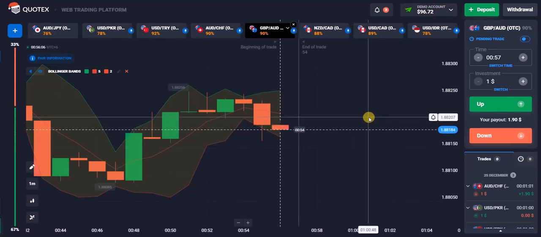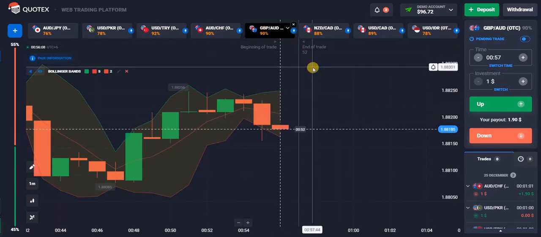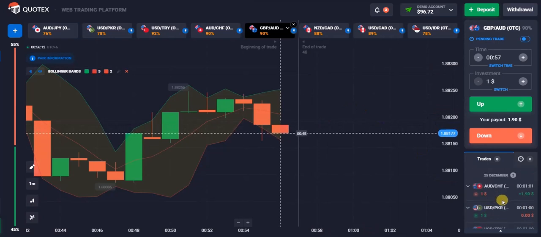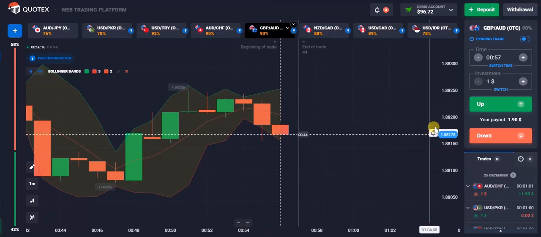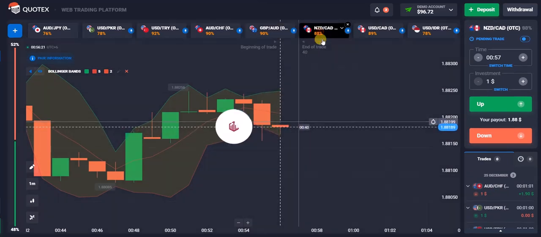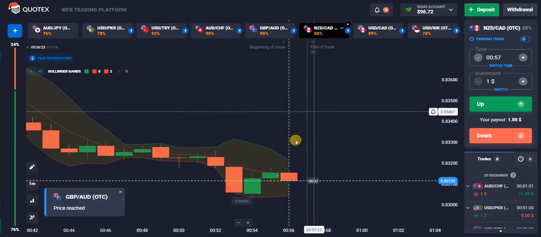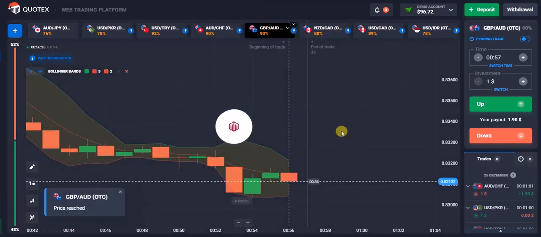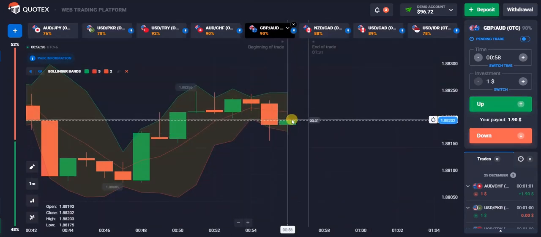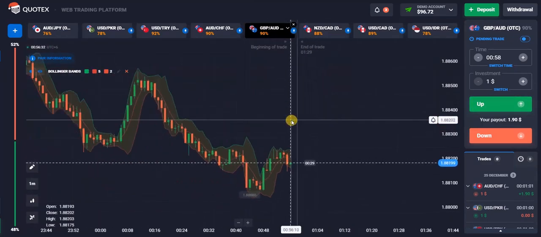So now we are at GBP AUD, and we are in a 2-1 situation right now. We have lost two, won one, and we're going to put a bell right here. If this becomes a green candle, we're going to take a trade right here. Okay, so it happened. GBP AUD, it's a green candle. So if it becomes a healthy candle, we're going to take a trade.